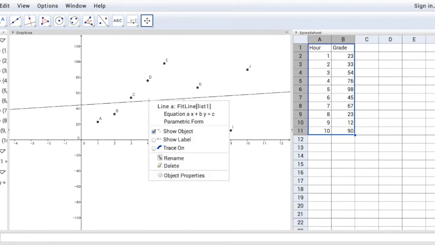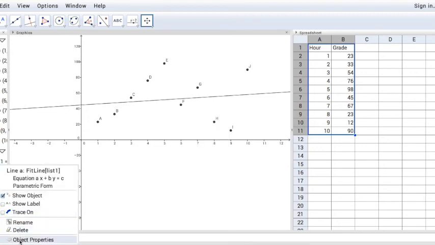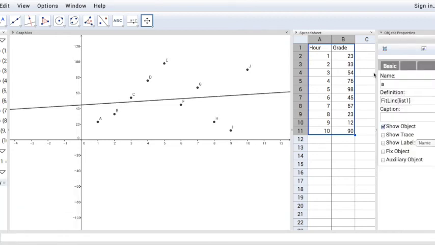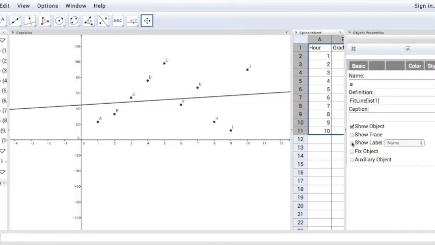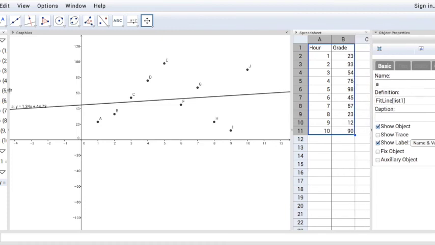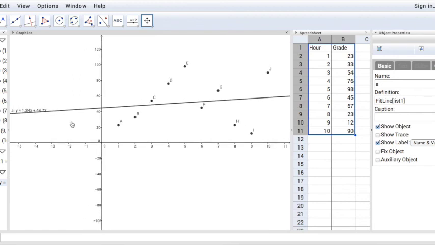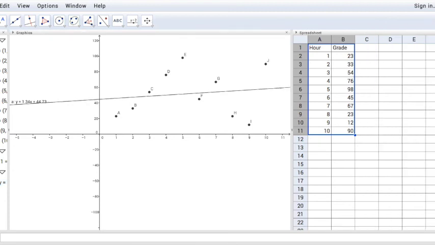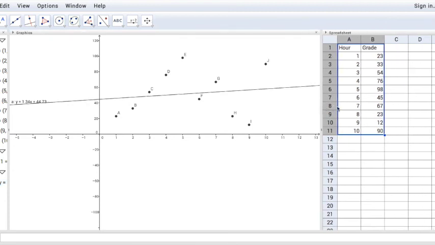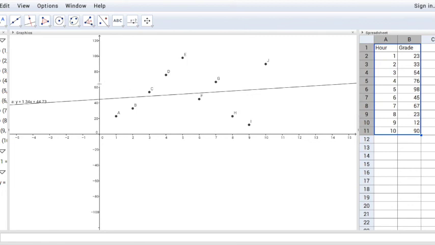Now we are adjusting our window, and if you click on the line and go down to object properties, show label, name and value. So we can see the name and value, that is, the line equation. We are adjusting so that we can see the scatter plot and the linear regression.